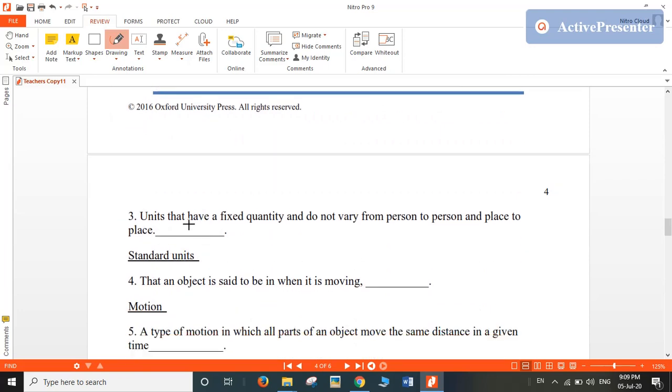Then units that have a fixed quantity and do not vary from person to person and place to place are called standard units, because standard units जो होते हैं वो person to person या place to place vary नहीं होते, उनकी value जो होती है it remains fixed everywhere.